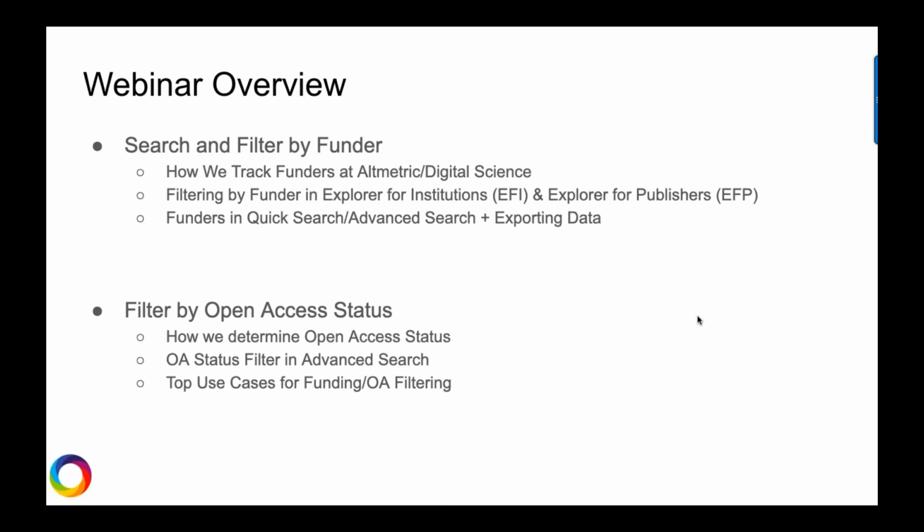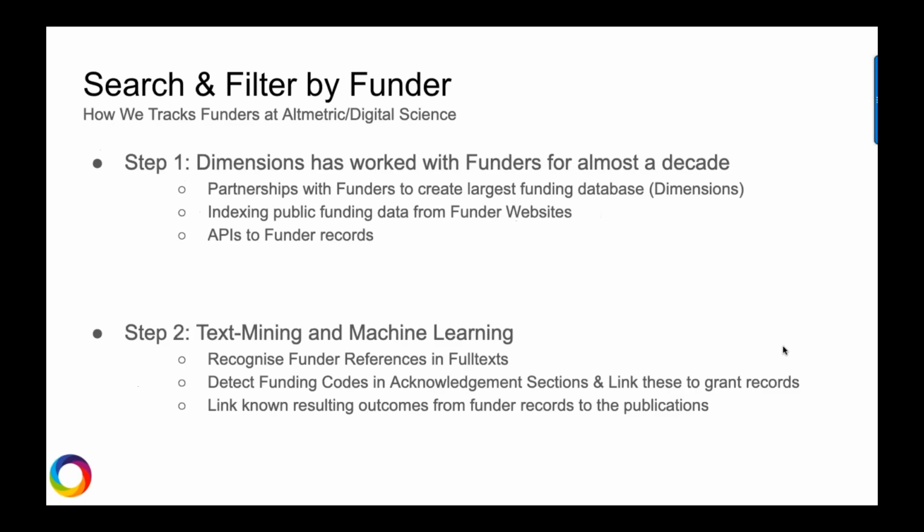I will explain how you do this filtering within the Explorer for Institutions and Explorer for Publishers database. It's not something you'd see in the free librarian version or on our details pages. Then very quickly, how that is performed in the quick search or the advanced search, and how to export that data. Then we'll cover the open access status as well. And I'll touch very briefly on the two main use cases for these enhancements, and why we bothered building this for you.